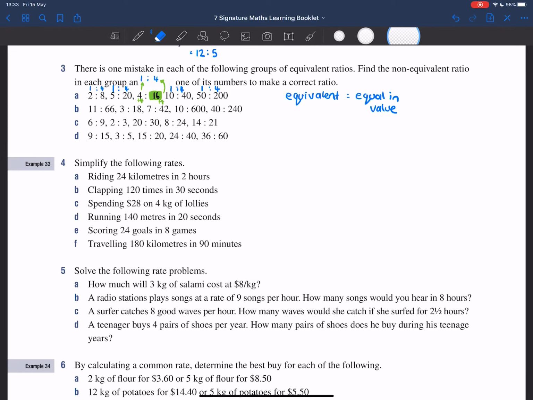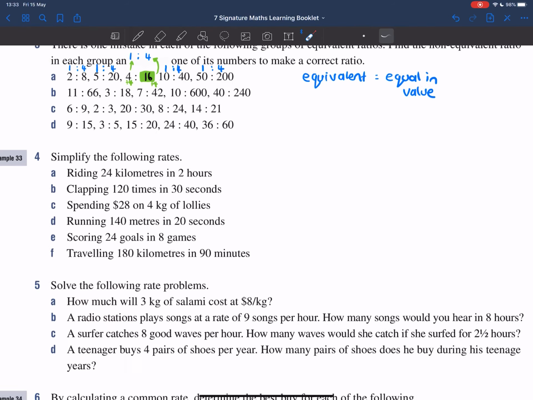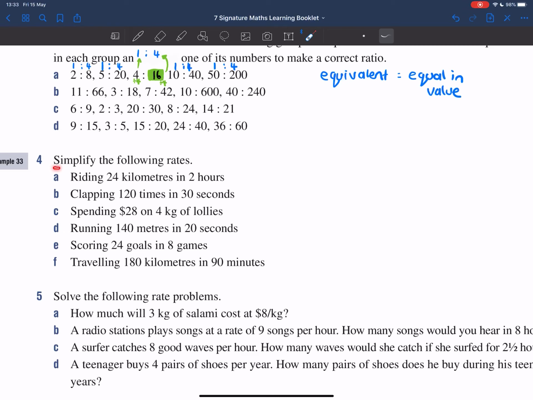We're going to have a look at simplifying rates. But first of all, what's a rate? Well, this question here, simplify the following rates. A rate is a comparison. It's comparing one unit of measurement to another, like centimeters per second or kilometers per hour, right?